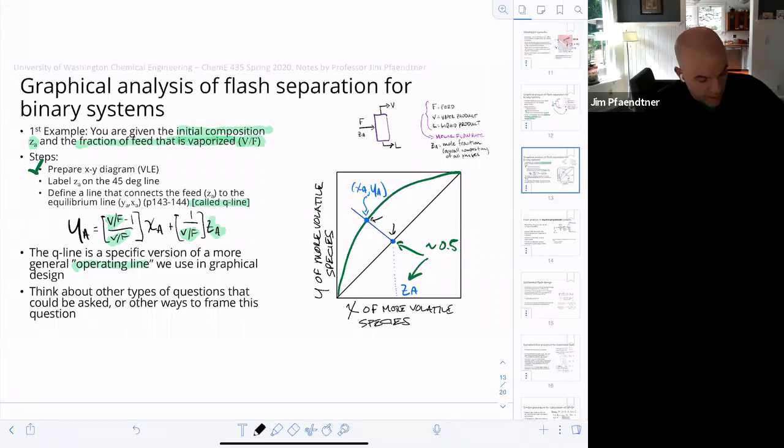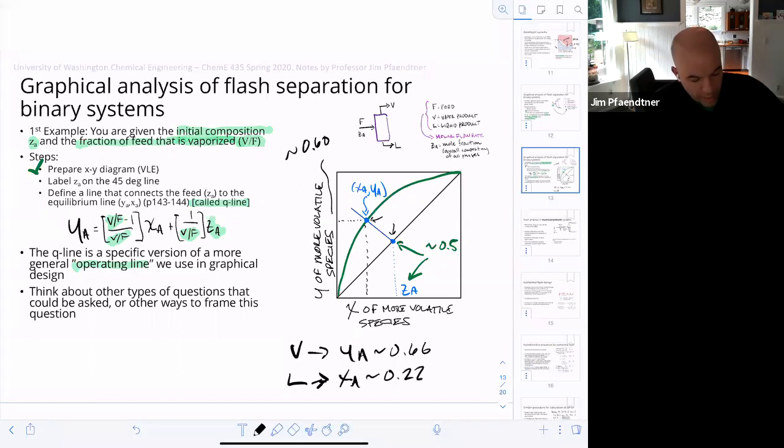So in V, we know that YA will be the composition there, and we can kind of just trace over here. And I would say that that number is around 2/3. And then we can also get the composition of A in the liquid stream by tracing down to the x-axis. And that looks to be around 0.2. I'm kind of just eyeballing it here.